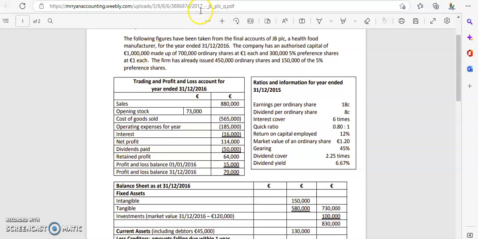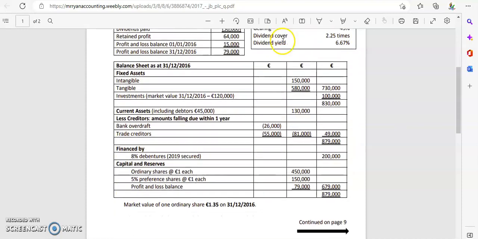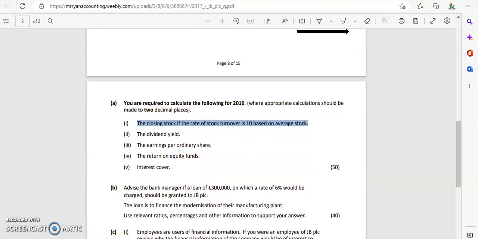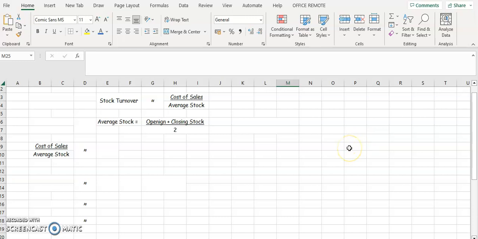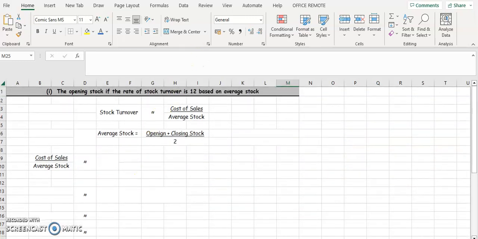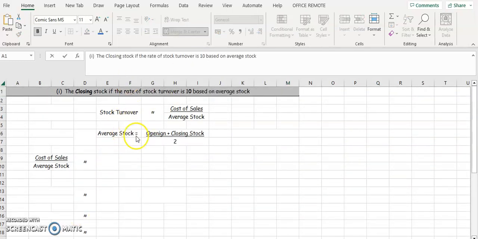Okay, so let's have a look at the 2017 ratio question for JB PLC. And the first adjustment, looking to calculate the closing stock if the rate of stock turnover is 10 based on the average stock. So for this question, we're going to break it up into two parts. To do that, we're going to use these two formulas.